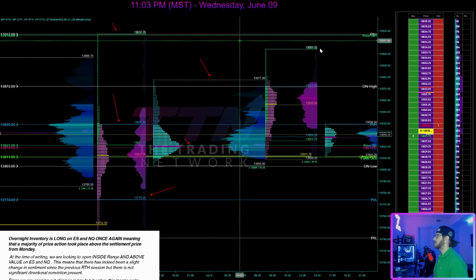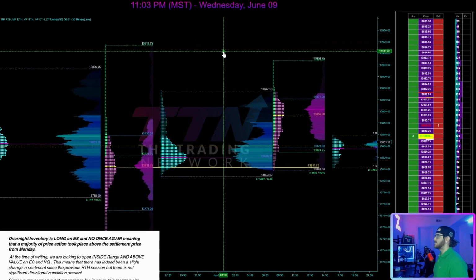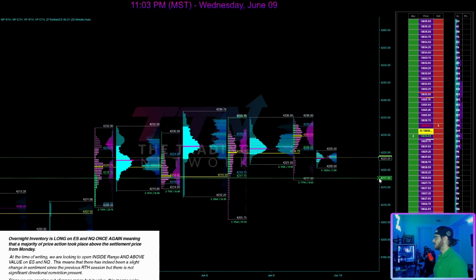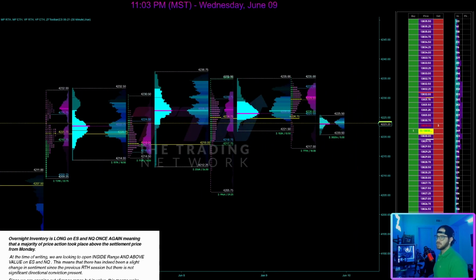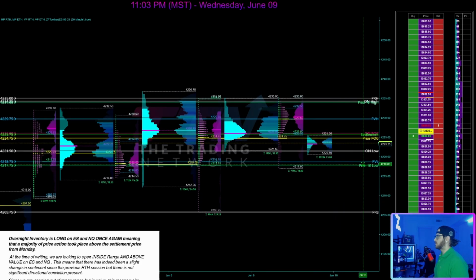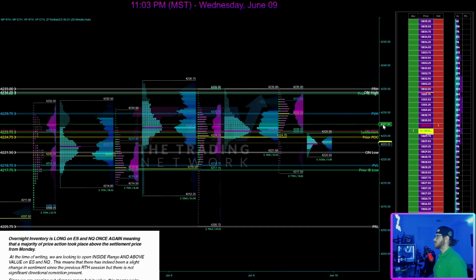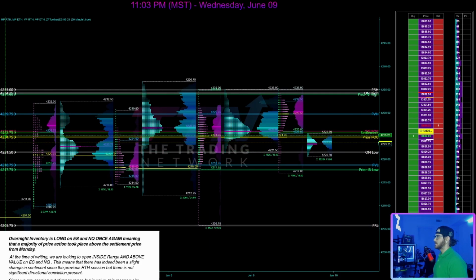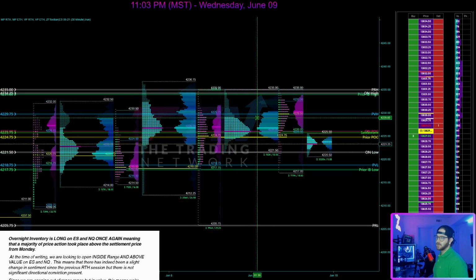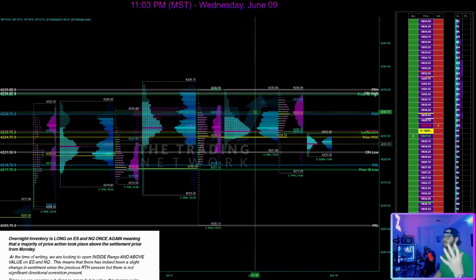I'll go ahead and hide my drawings, and we'll clean it up a little bit on both sides, and we will get into the trade plan here. So overnight inventory was majority long on ES and NQ once again. If I pull these drawings up, here's settlement price. Settlement's 42.2575, and we have a majority of that overnight profile above settlement price from yesterday.